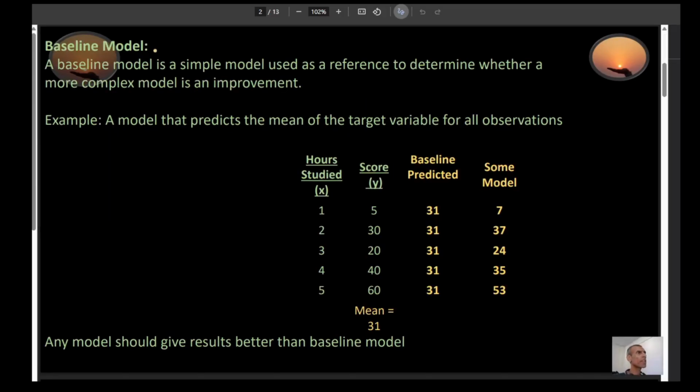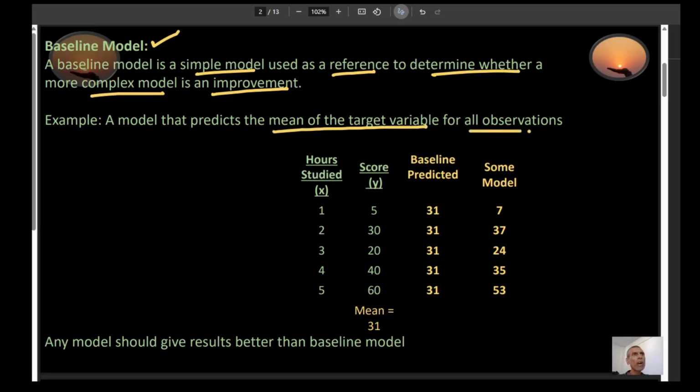So let's first understand a baseline model. Well, this one is a simple model, and it acts as a reference. It kind of acts as guidance. This way we can determine whether the more complex model, the model that we are creating, is an improvement or not. An example of a base model would be something that predicts the mean of the target variable for all observations.